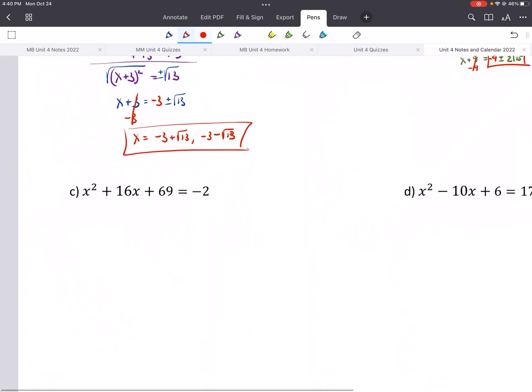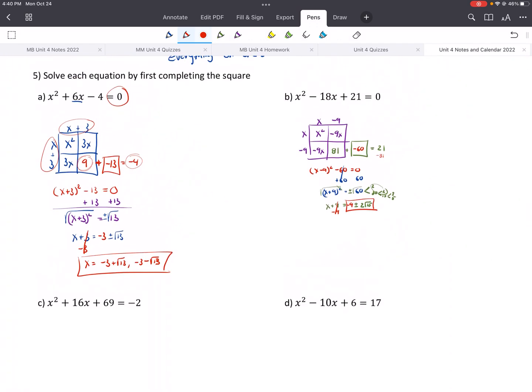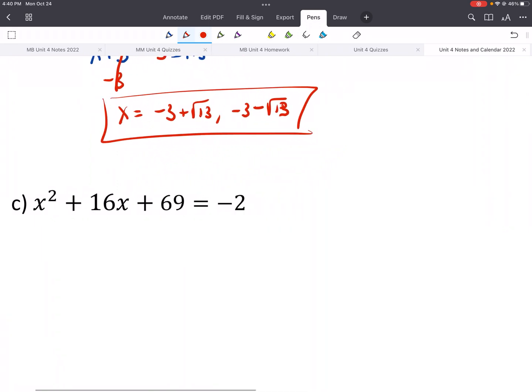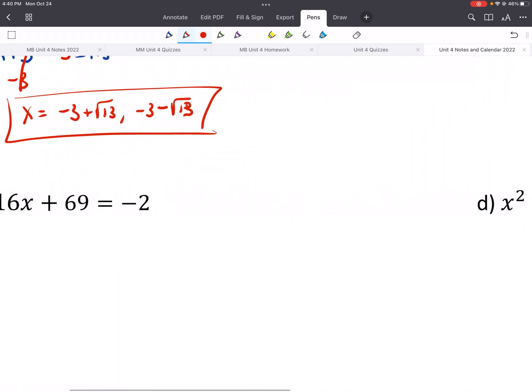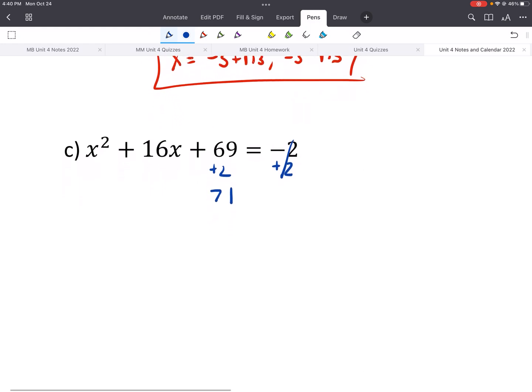Alright, 2 more examples. In the first 2, everything was already on one side. Here we have a constant on the right side for both C and D. So these need to be moved over before we try to do anything. So we'd add 2. So that would give us 71. Okay. So let's do our box.